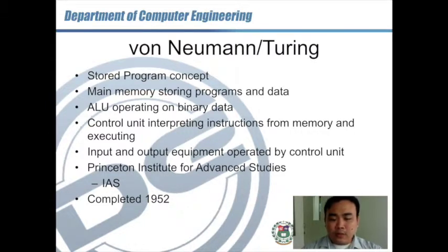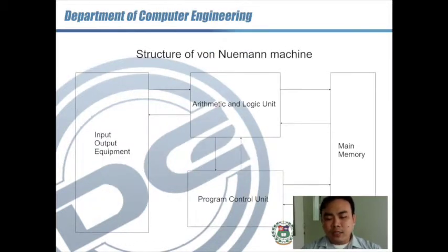And this is the structure of the von Neumann machine. As you can see, you have the input output equipment, of course, memory to the right, and in the middle we have the arithmetic and logic unit, or ALU, and program control unit. Now, my question to you is, in a modern computer architecture, which of the following in the figure constitutes the CPU? Now you will be answering, of course, the arithmetic logic unit and program control unit. That should be the CPU.